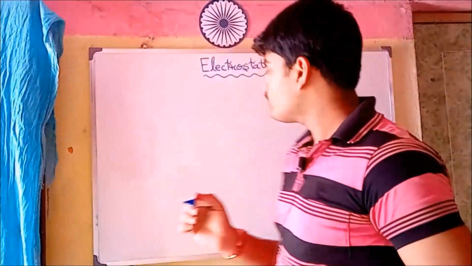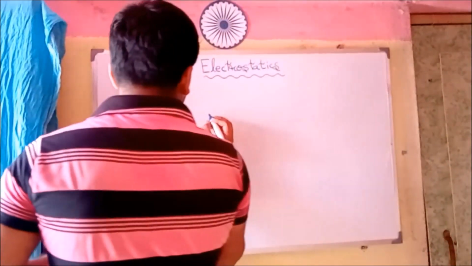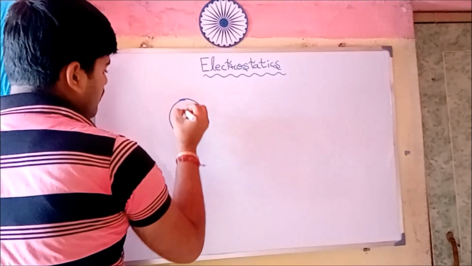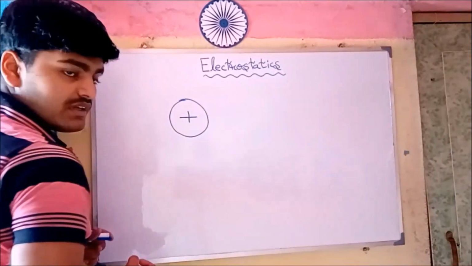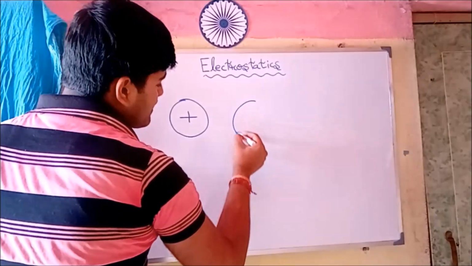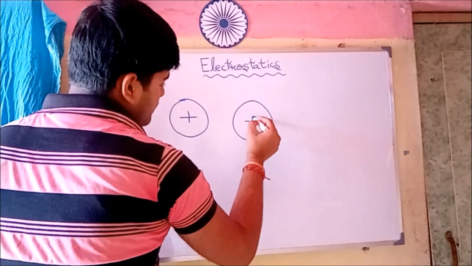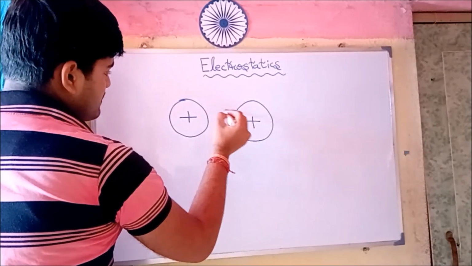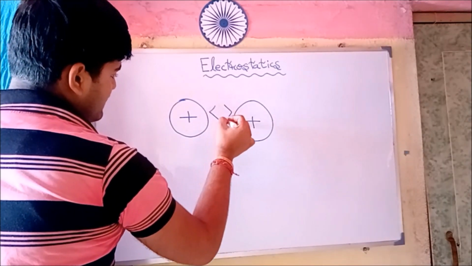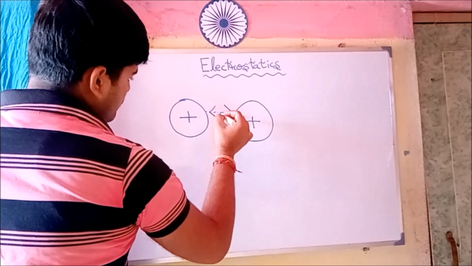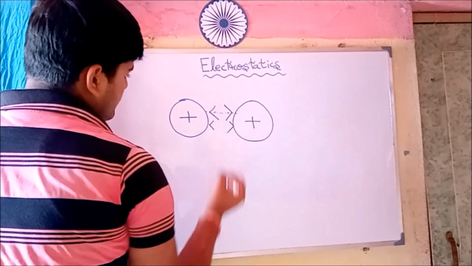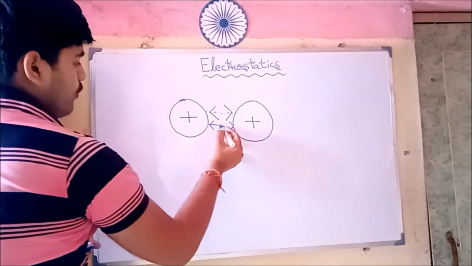To see that, we know that if there is a positive charge and there is another positive charge, then these two will repel each other. If you write it like this, these two will repel each other. They will never attract, they will always repel each other.